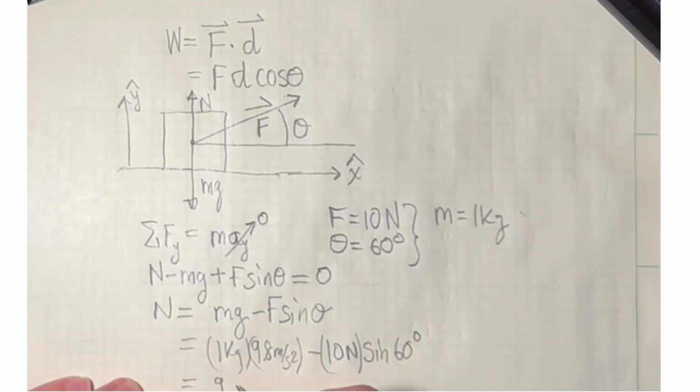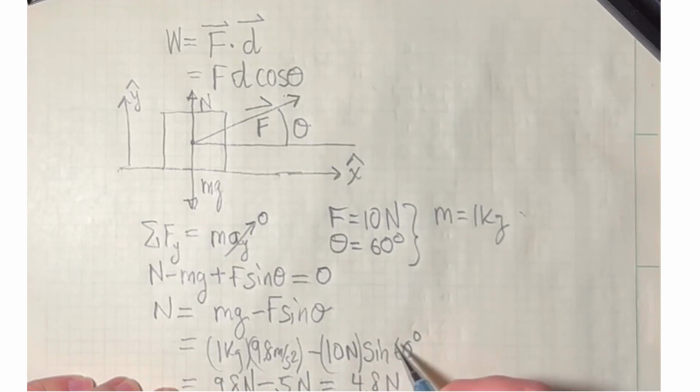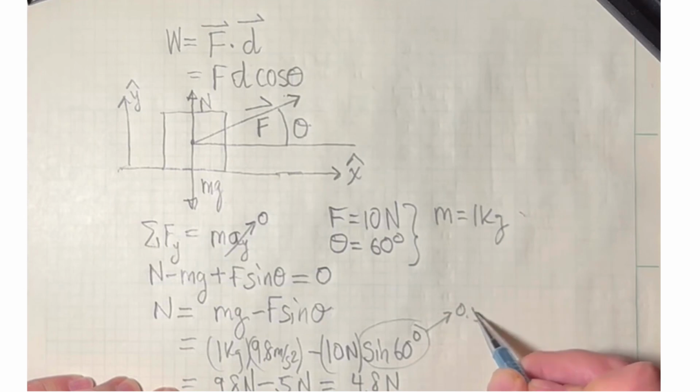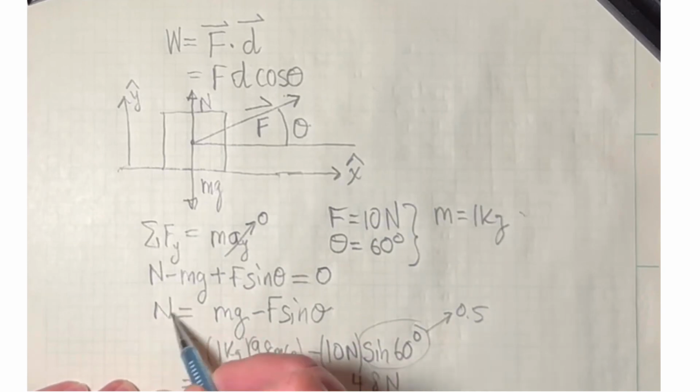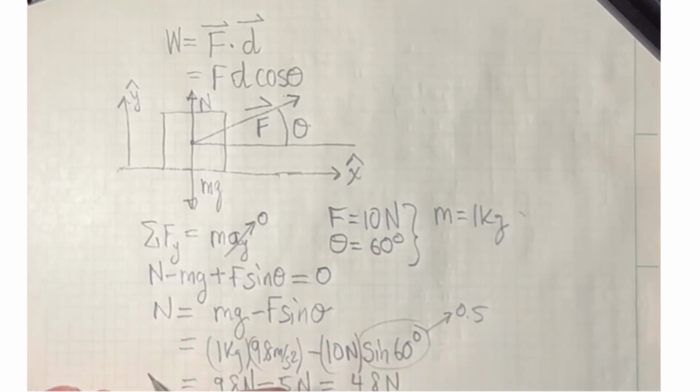So this is 9.8 newtons minus 5 newtons, which is equal to 4.8 newtons. The reason why it's 5 is sine of 60 degrees is 0.5. So we get a minus 5 newtons. And it's the normal force magnitude. Don't get it confused with the sine. But the normal force is 4.8 newtons. Well, that's a start.